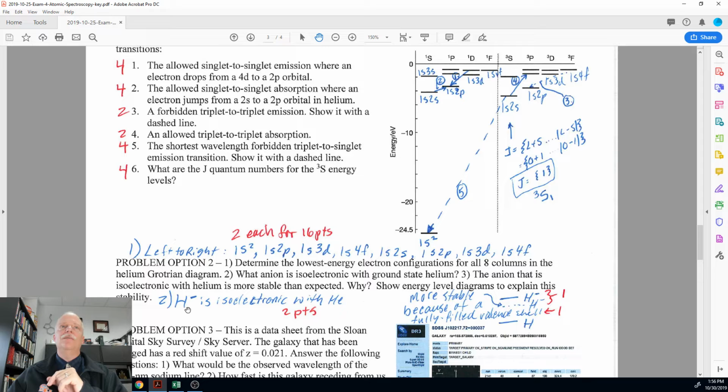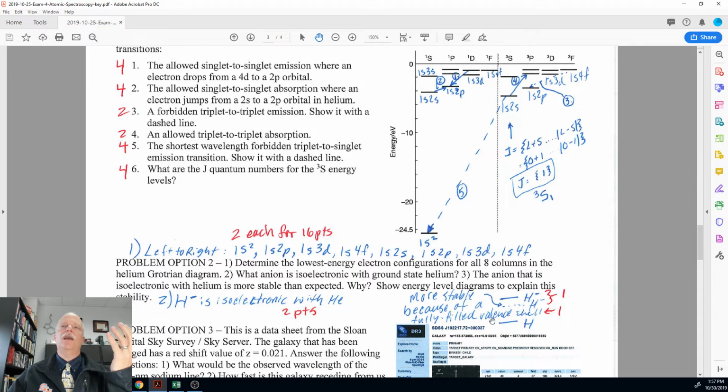So H minus, hydrogen anion, is isoelectronic with helium, because regular hydrogen is 1s1, and you add an extra electron there, it becomes 1s2, which is the ground state electron configuration for helium. Only it's negative because hydrogen just has one proton. So that was only worth 2 points, but again, it was something that would extend your thinking. Now it's going to be a little bit higher energy because you're putting an electron in there. It's not as stable as just normal hydrogen.